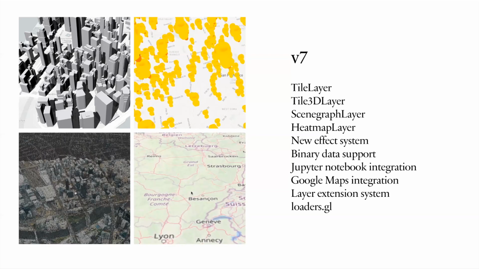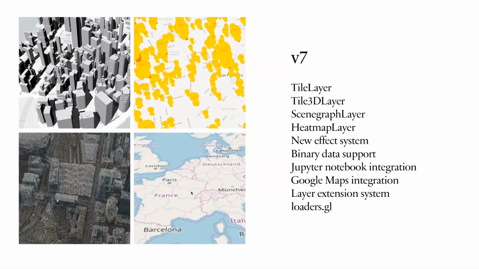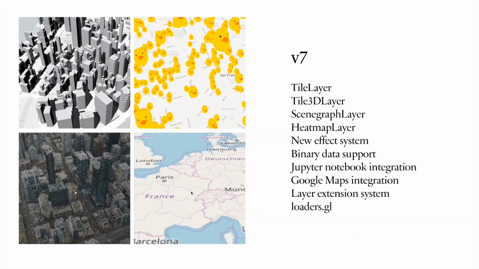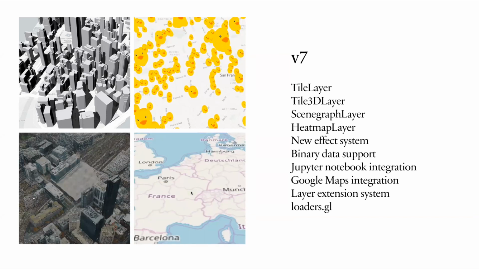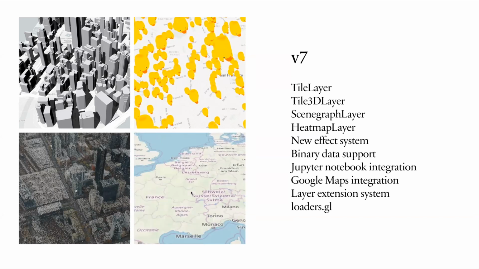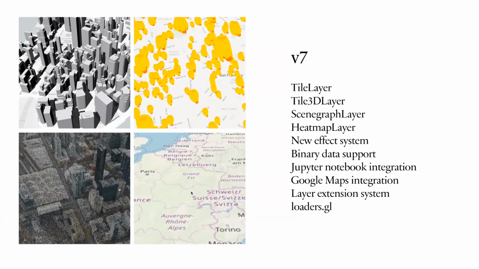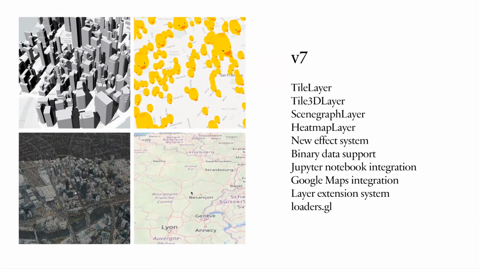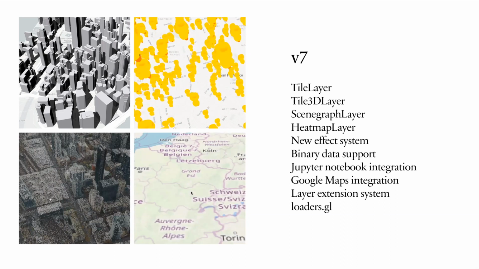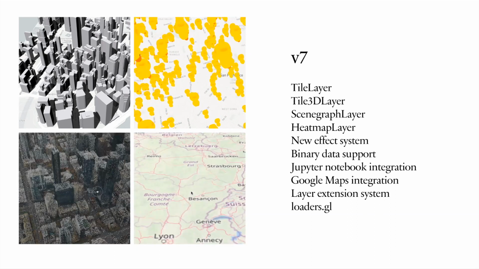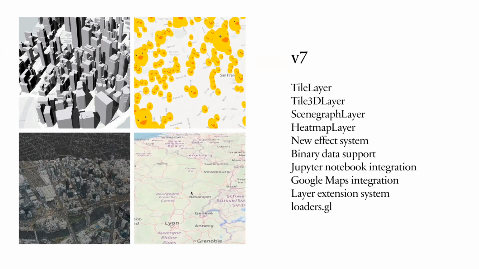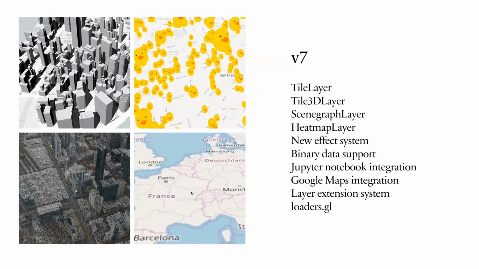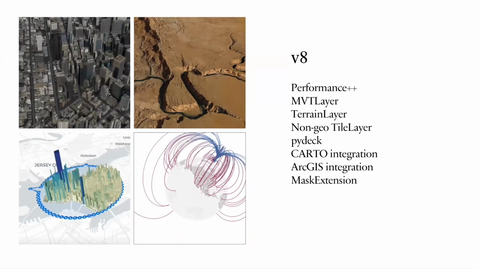We also introduced a new effect system, so we have proper lighting and shadows and post-processing. And V7 was when we did a big push on binary data support, so you don't have to convert everything into a JavaScript array. A big thing in V7 was we introduced loaders.gl, that is a library agnostic parser library that you can use to go from any popular geospatial or 3D format into something that can be directly used in WebGL rendering. It has been thriving as its own independent project, but a very nice companion to deck.gl.